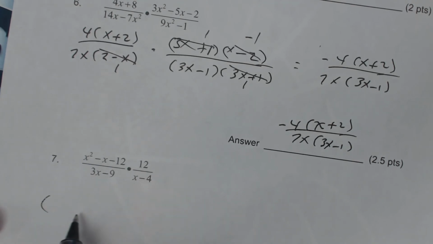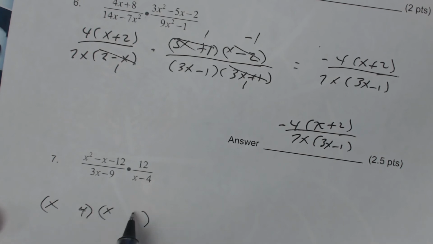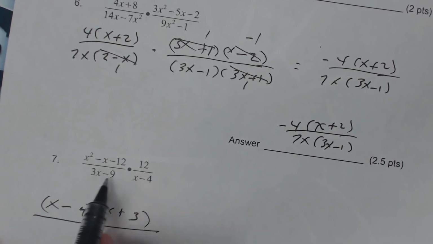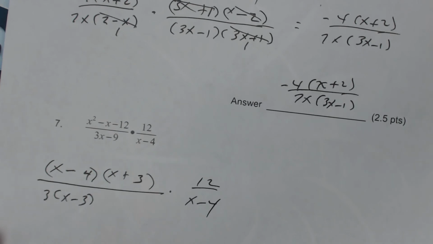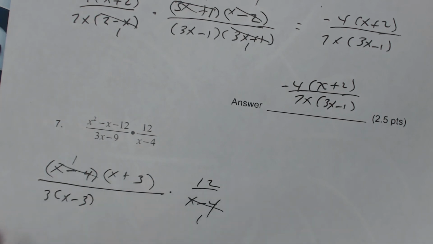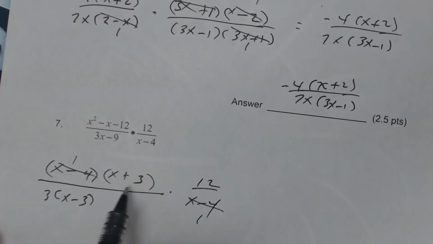When I factor the numerator, I'm going to get x and x, 4, 3, and I need this to be negative and this to be positive. And then in the denominator here, I can factor out a 3. So 3 times x minus 3 times 12 divided by x minus 4. And it looks like in terms of x minus 4, the first factor right here, I see an x minus 4 down there, so I'll cross them out, put ones in their place. They're exactly the same. X plus 3, I don't see an x plus 3 anywhere down here.